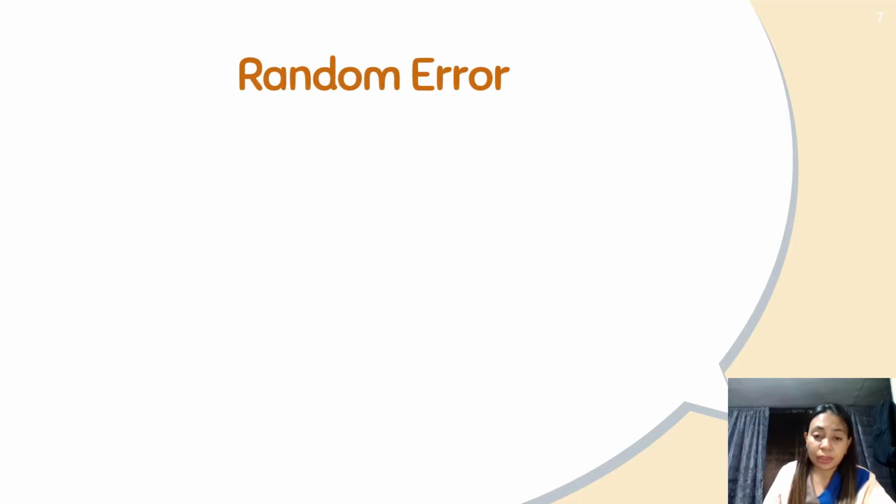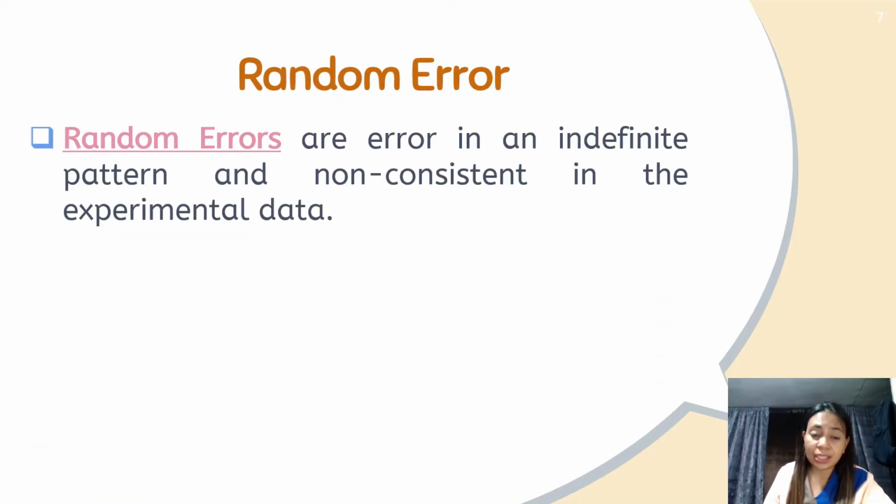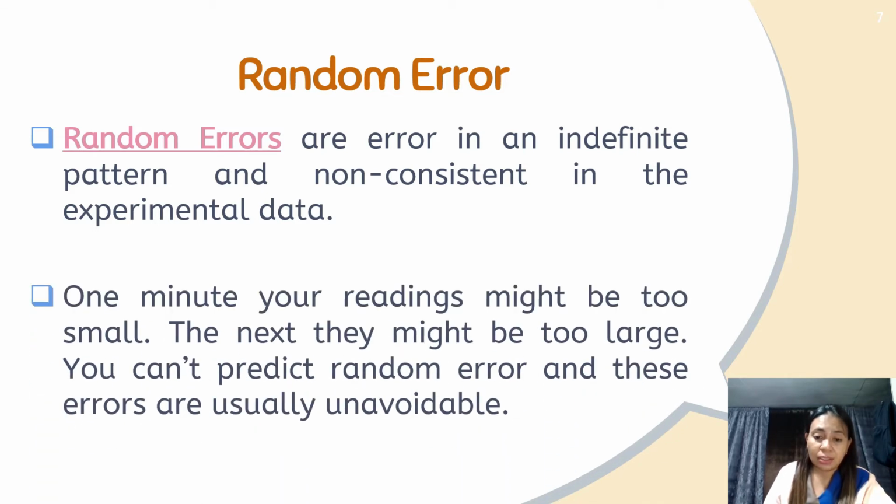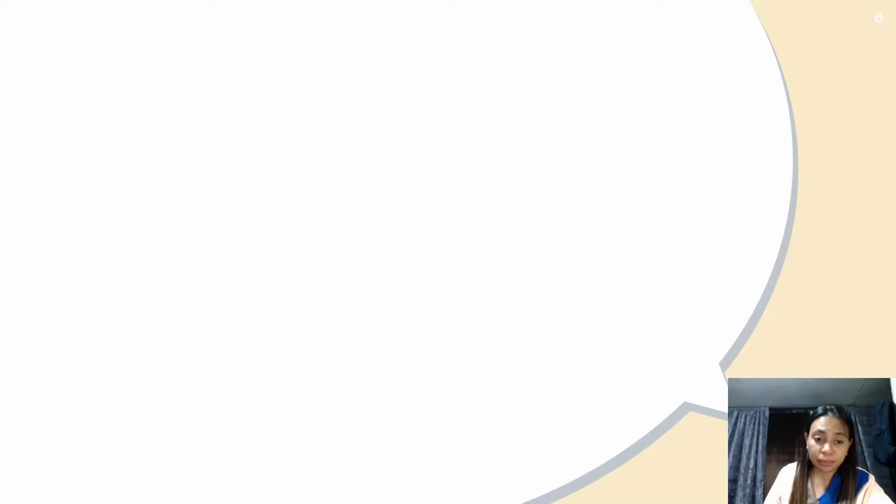So this time we will be discussing the differences between random error and systematic error. So what is a random error? Random errors are errors in an indefinite pattern and non-consistent in the experimental data. For example, one minute your readings might be too small, the next they might be too large. You cannot predict random error, and these errors are usually unavoidable.